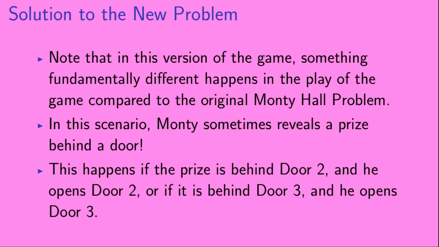Now, note that in this version of the game, something fundamentally different happens in the play of the game compared to the original Monty Hall problem. In this scenario, Monty sometimes reveals a prize behind a door. This happens if the prize is behind door 2, and he opens door 2, or if it is behind door 3, and he opens door 3.